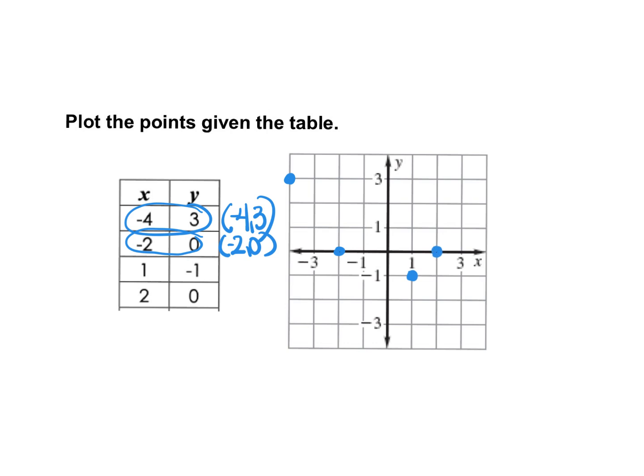All right. So now we have just plotted these points on the coordinate grid, just like we would when we're given ordered pairs or the coordinates. So in this lesson, we took a look at how to represent ordered pairs on a coordinate grid.